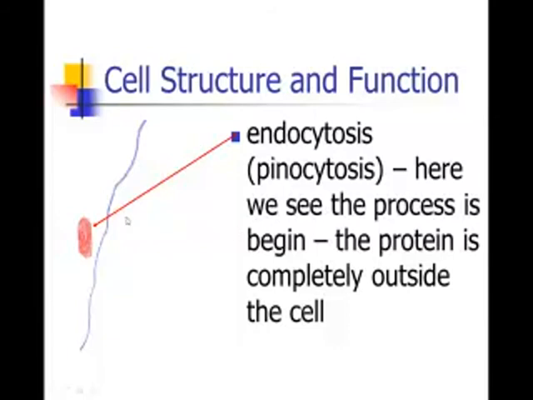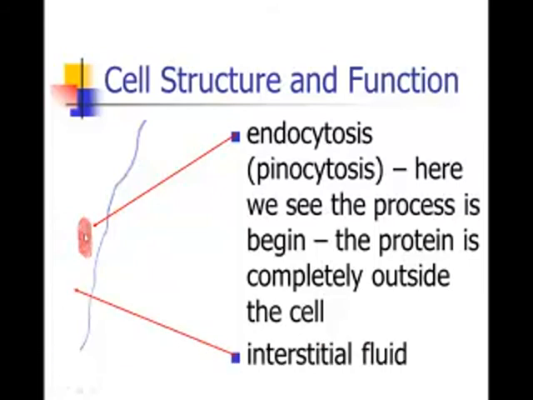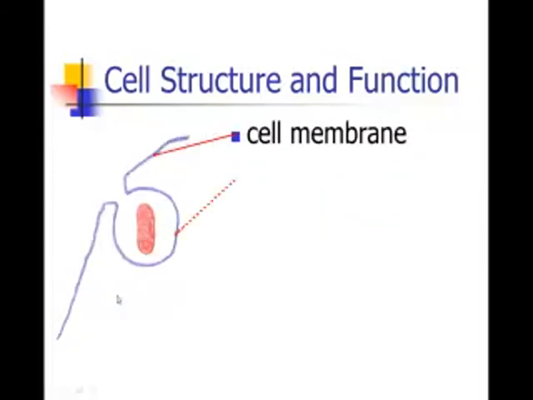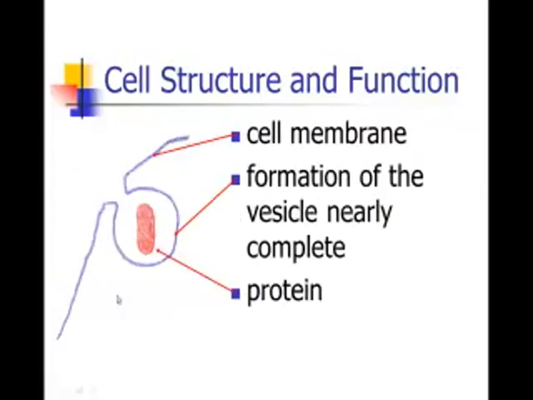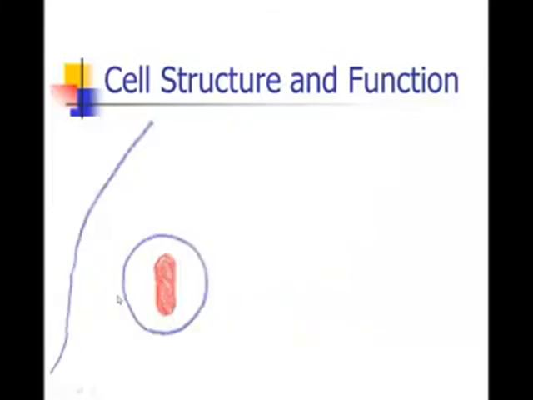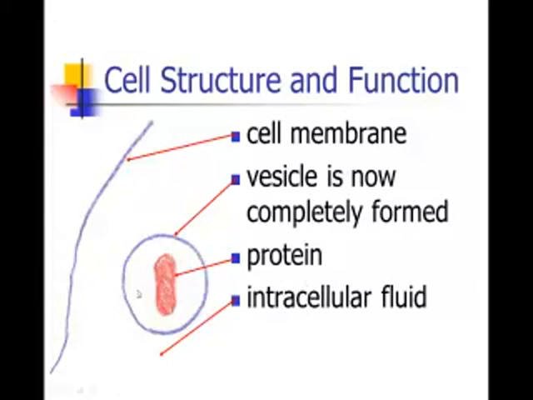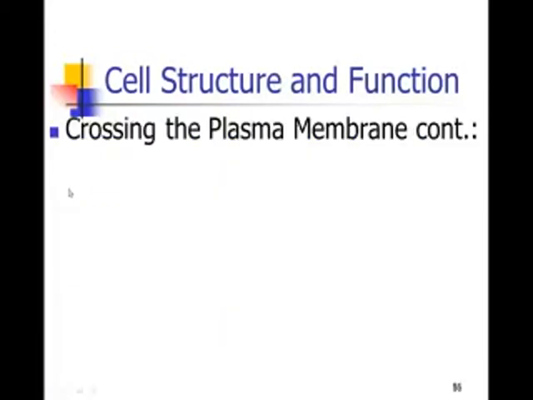The process begins when this particle, in this case a protein, is outside the cell completely, in the interstitial fluid. What happens is that the cell starts to surround this particle, and what's starting to form here is a vesicle. Here the vesicle is almost completely formed. There's the protein and interstitial fluid outside. And then eventually we have a vesicle with a protein, and this fluid in here is the interstitial fluid or extracellular fluid. It got taken in with the protein.